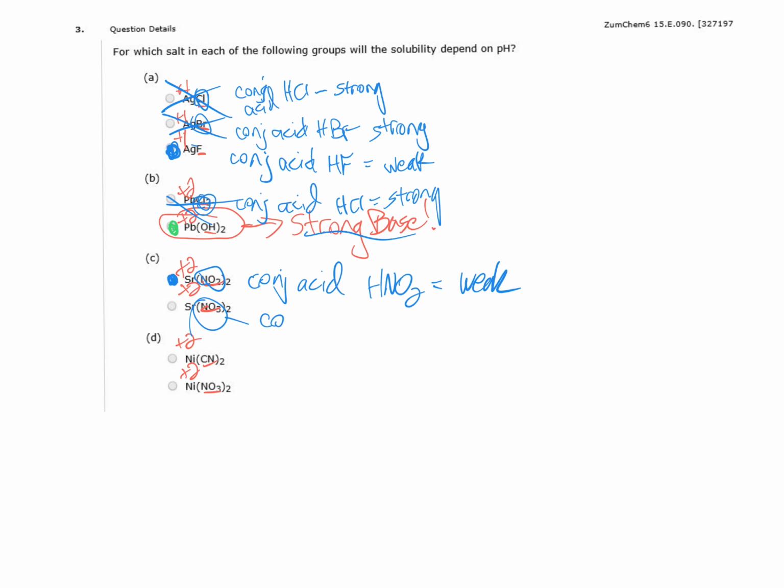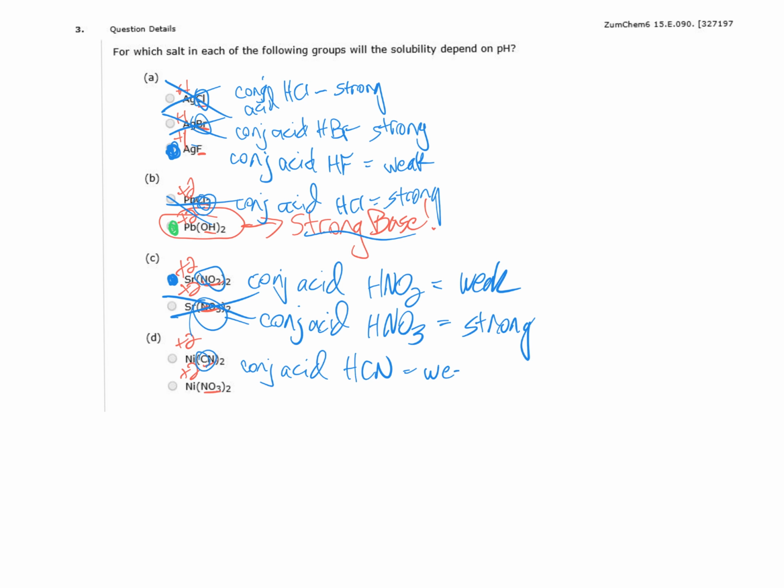Let's go on to the other choice that we could have considered. The anion is nitrate. Conjugate of nitrate is nitric acid. Well, that's one of your 7 strong acids. So that strontium nitrate is not important in determining pH. Okay, CN- is cyanide ion, so we have hydrocyanic acid. That one is weak, so it's important in determining pH.